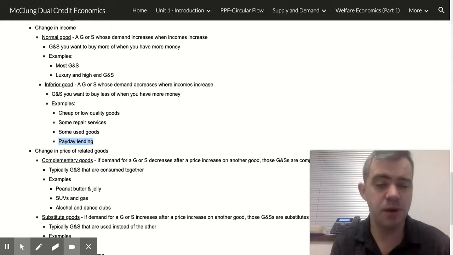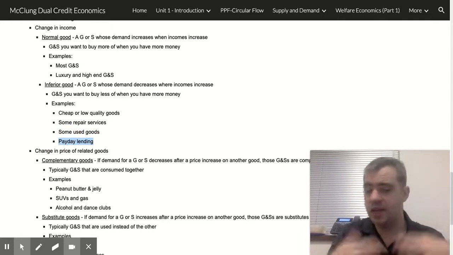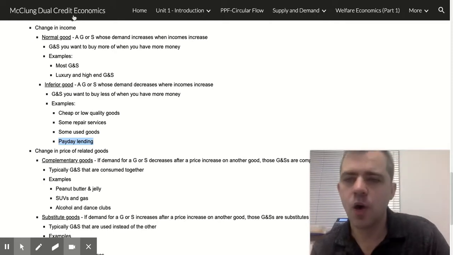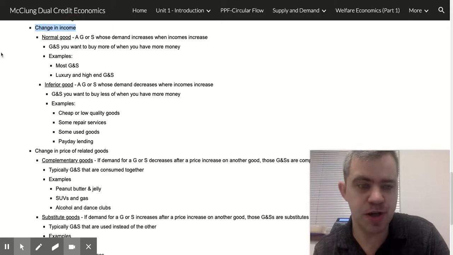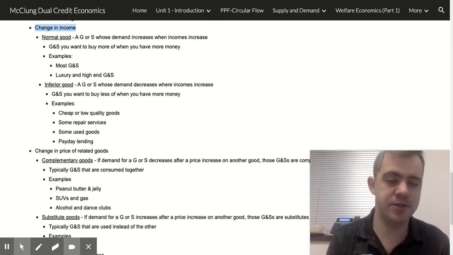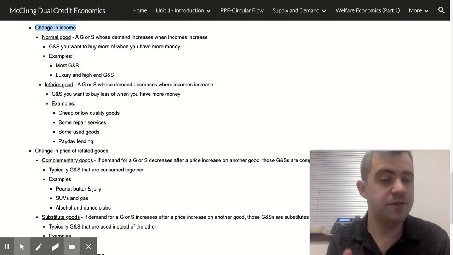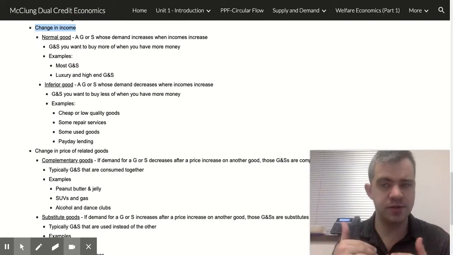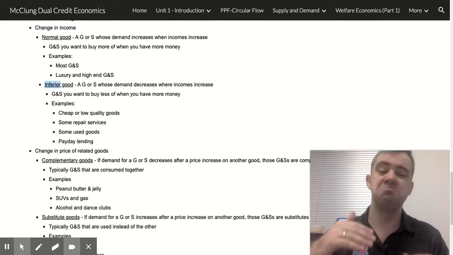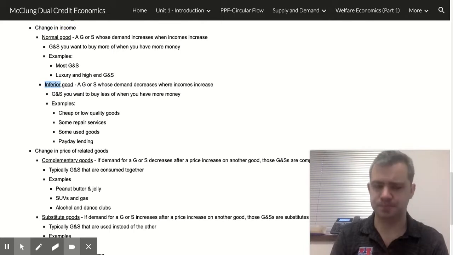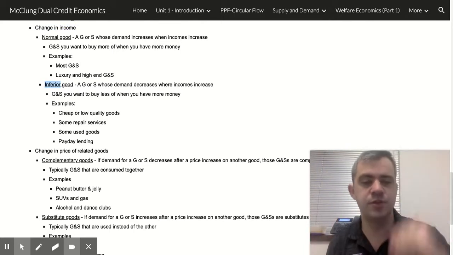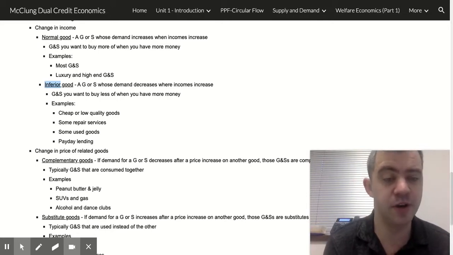You don't see a bunch of people going to payday lenders when the economy is really good and everyone's got really high income. So, when incomes change, if the good is normal, an increase will increase demand, and if income decreases, it's going to decrease demand. But if it's an inferior good, if incomes increase, demand actually decreases for that good. And if incomes decrease, that's actually good for those sectors that are selling inferior goods.